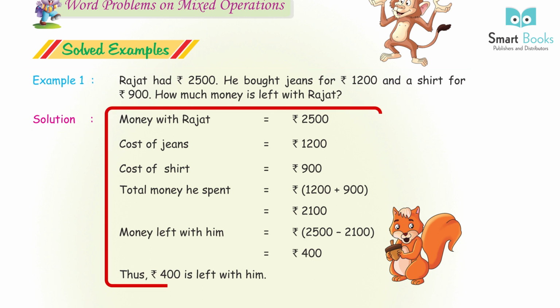Solution. Money with Rajat 2,500. Cost of jeans 1,200. Cost of shirt 900. Total money he spent 1,200 plus 900 is equals to 2,100. Money left with him 2,500 minus 2,100 is equals to 400. Thus, rupees 400 is left with him.